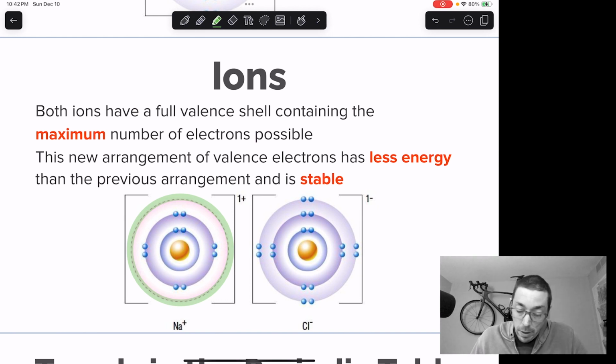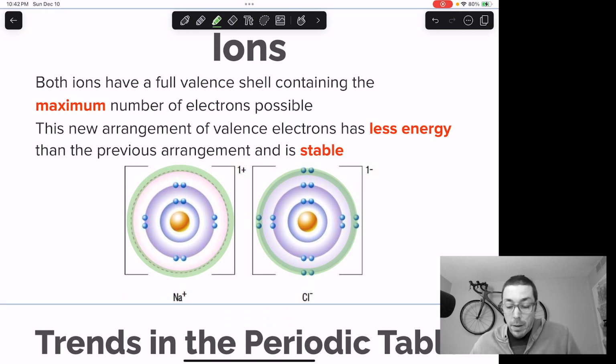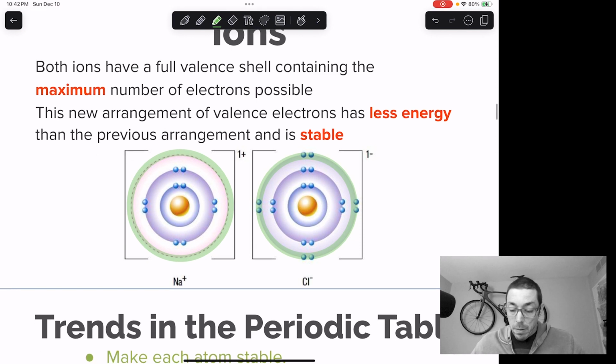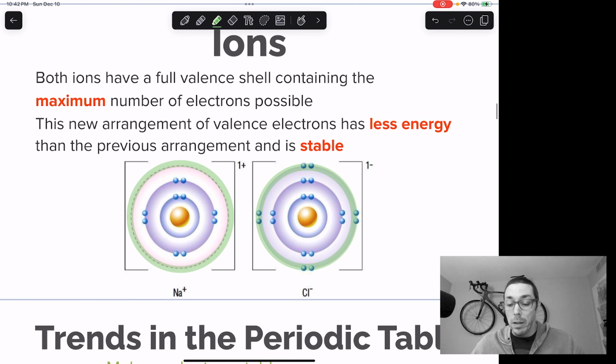And then we've also got chlorine here, which added 1 to fill its valence shell. So we've got a +1 ion and a -1 ion, and these two ions are now in a more stable state energetically. And that's why ions form, to make the atoms into basically a lower energy state.